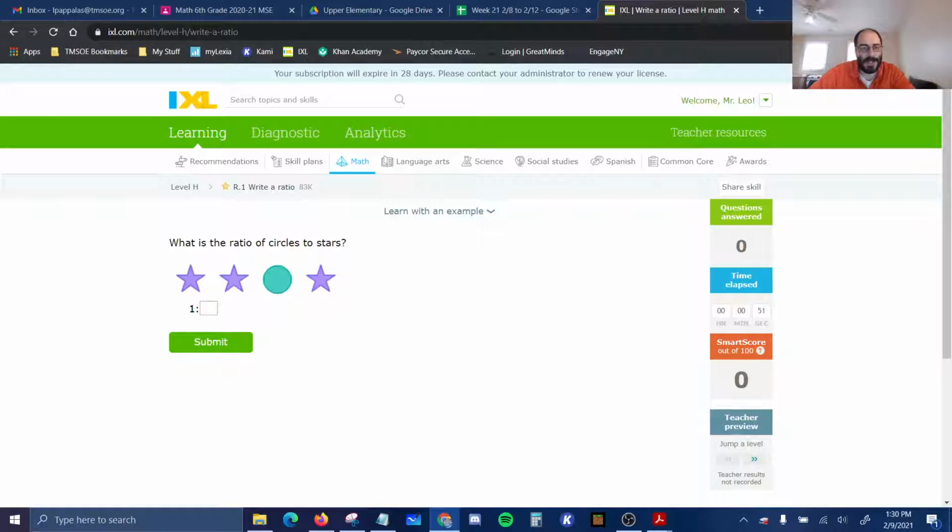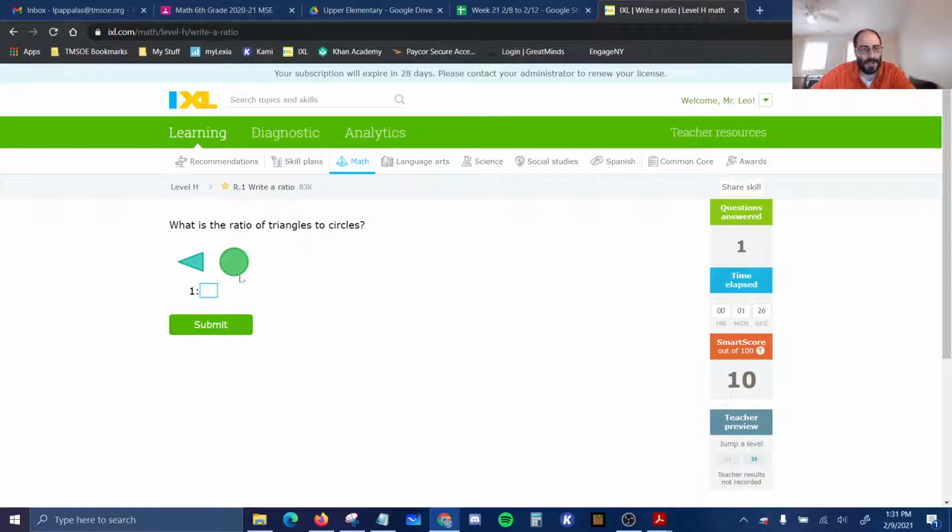So it says, what is the ratio of circles to stars? Well, circles is the first thing they're asking you about. So circles should be the first number that comes to the left, right? So how many circles do I see? I see one circle. And that one's already written for you in this example. And then it says to, which is the colon, and stars. Stars is on the right side of the colon, and I see 3 stars. So I'll put 3. So it's 1 to 3. 1 circle, because circle comes first. 3 stars. 1 to 3.